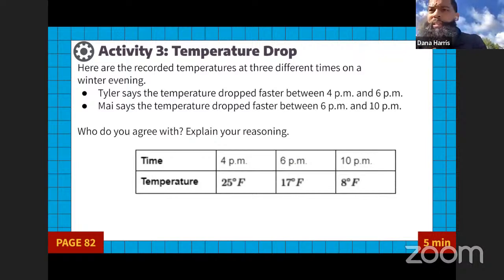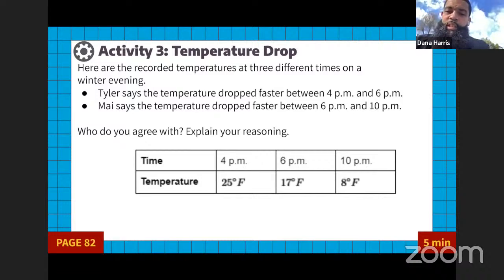Now let's move on to activity 3. Many of you are going to think about it one way, but we're going to talk about it in terms of rate of change. It says here are the recorded temperatures at 3 different times on a winter evening. Tyler says that the temperature dropped faster between 4 and 6 p.m. May says that the temperature dropped faster between 6 p.m. and 10 p.m. Who do you agree with, and explain your reasoning?